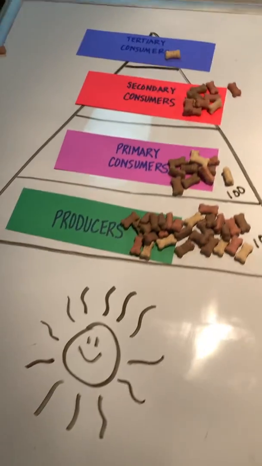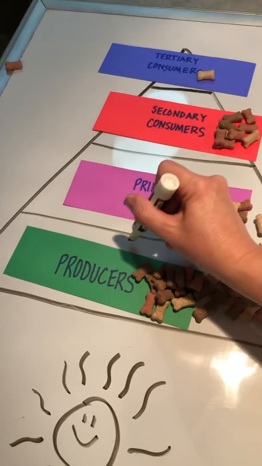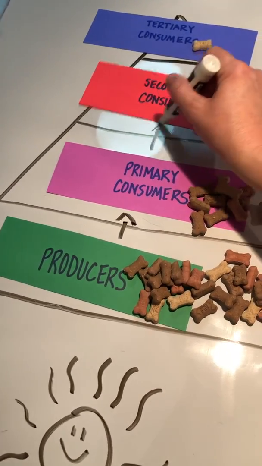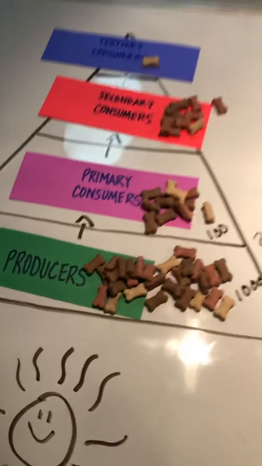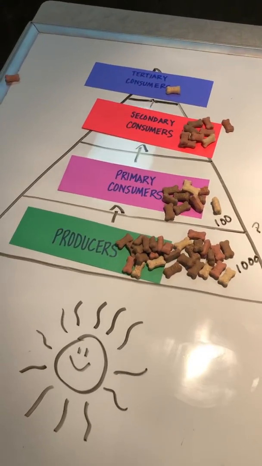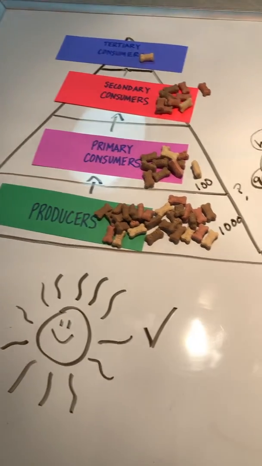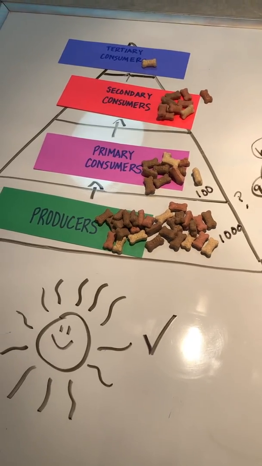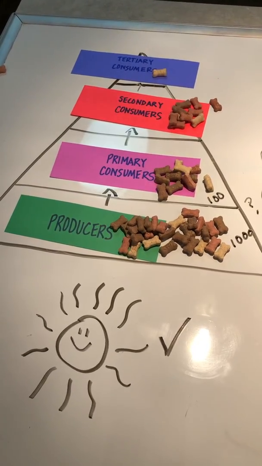Okay, so that is energy flow. These arrows that I'm about to draw represent the flow of that energy. Again, the ultimate source of energy is the sun. So that is our energy flow lesson for the day.